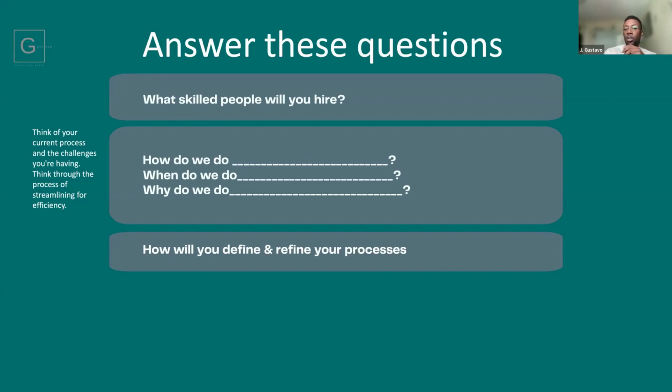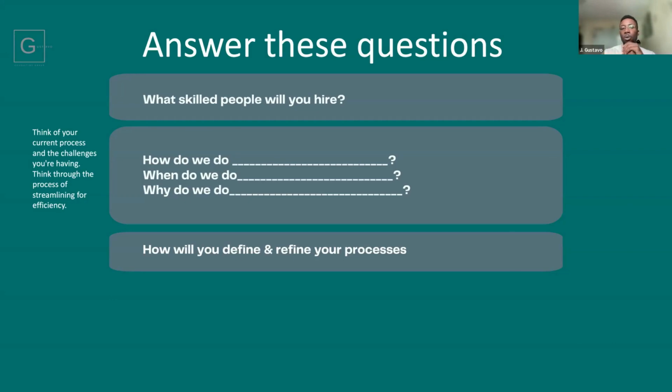And then you're going to go back to your process, right? How do we XYZ for the purpose of this contract? When do we XYZ for the purpose of this contract? Why do we XYZ for the purpose of this contract? Being able to answer these will help you greatly.